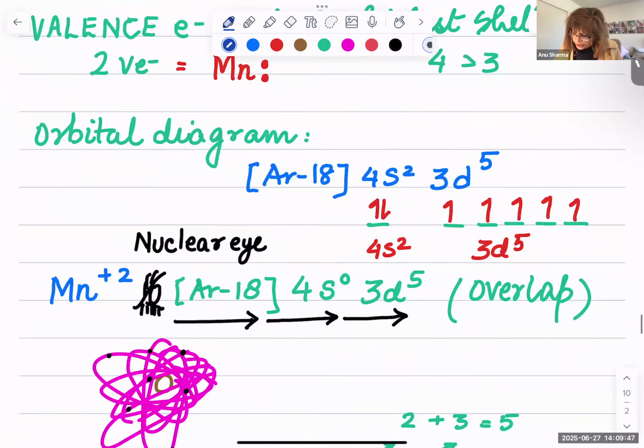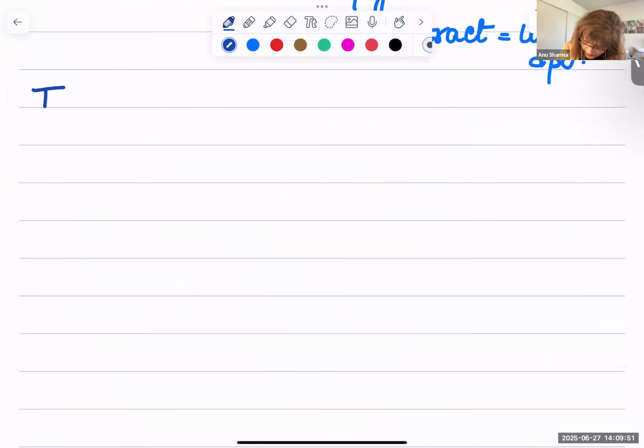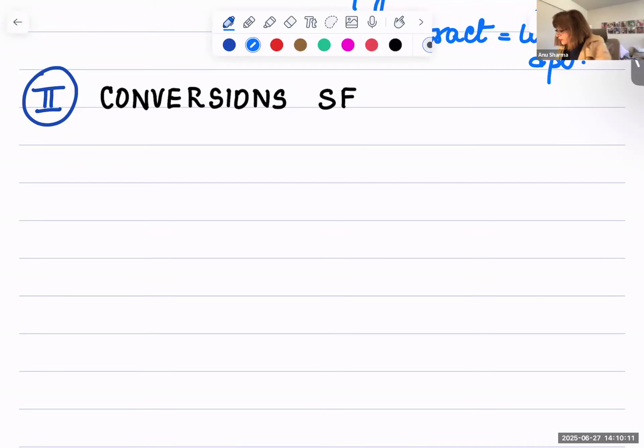The next chapter is about conversions and using the significant figures, right? Conversions and using the significant figures on that. So is there anything specific you have in mind? Okay, let's do this one, a few examples here.